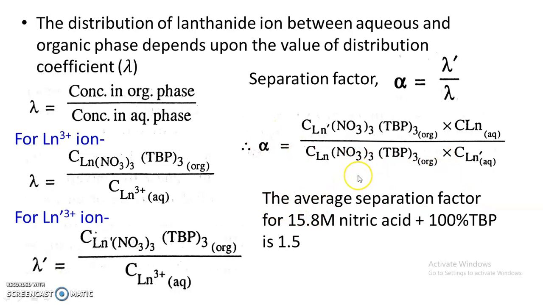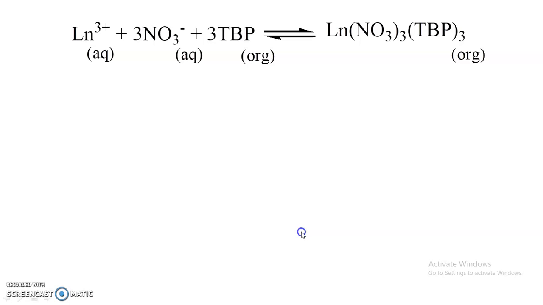So this is alpha, and based on the concentrations or ability to extract a particular ion in the organic phase, alpha will deviate from unity. The average separation factor for 15.8 molar nitric acid with 100% tributyl phosphate solvent is 1.5. It means alpha substantially deviates from unity, and therefore the solvent extraction method is effective.